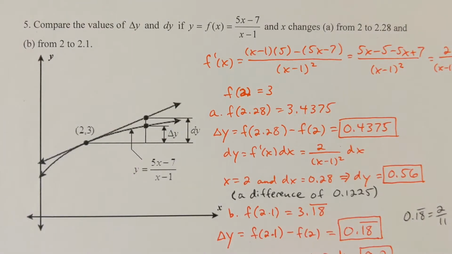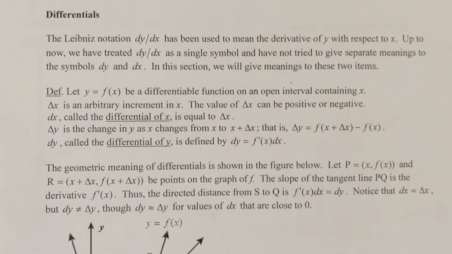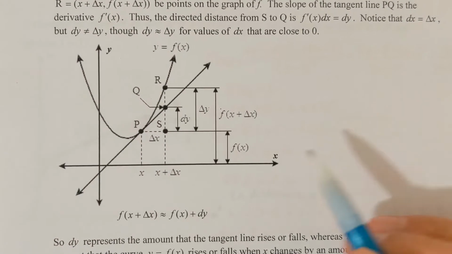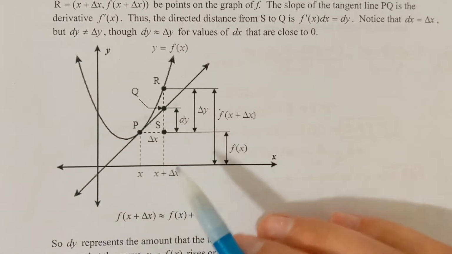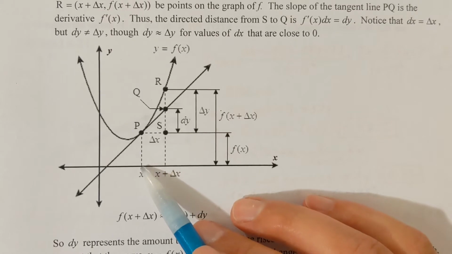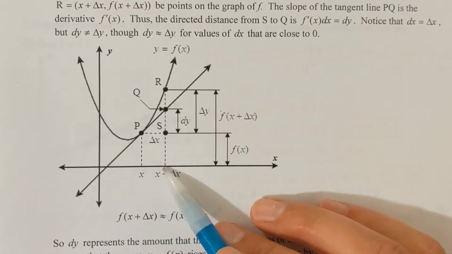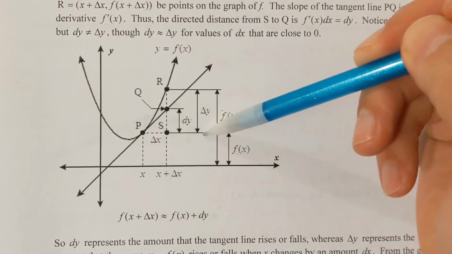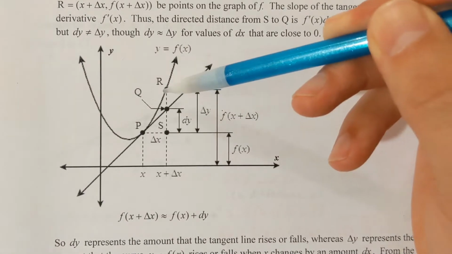Okay, we're in section 3.10 and we're talking about differentials. On the first page is just some terminology and some notational stuff, and then I described what we mean by dy and delta y. Dx and delta x mean the same thing, it's just the increment that you are away from x. Dy is the rise-fall distance on the tangent line. Delta y is the rise-fall distance on the curve.